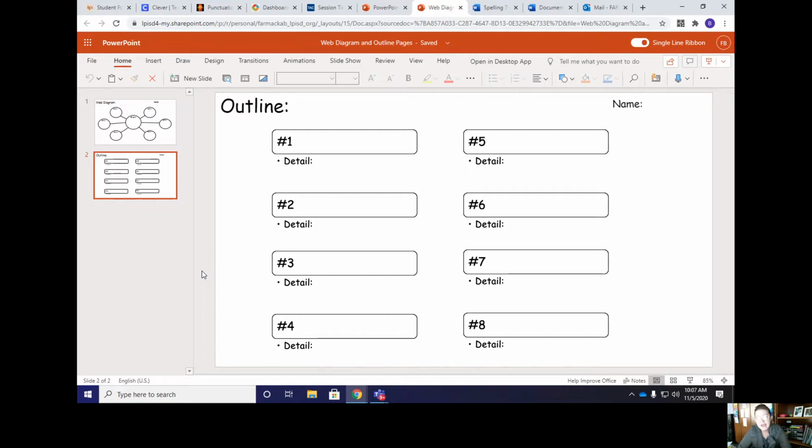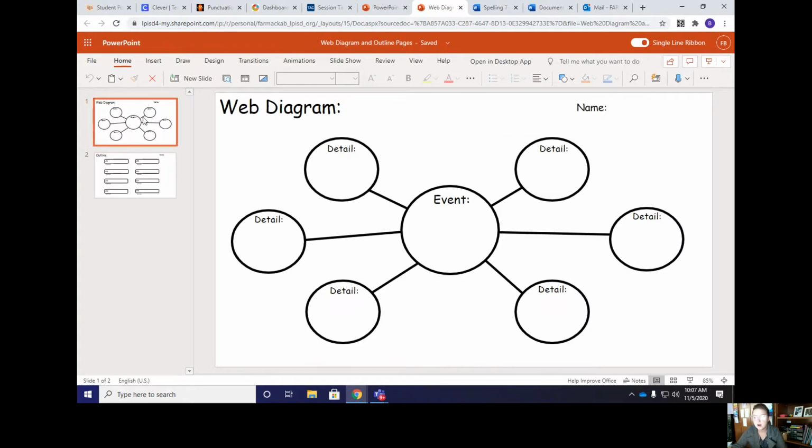What I am expecting is 8 sentences for your script. So I have placed 8 different boxes where you will write what detail you have for me. So let's look back at our web diagram. In your web diagram that you made on Friday, you have the event that you chose. It could be the Embargo Act, Uncle Sam, the Star Spangled Banner, anything like that.